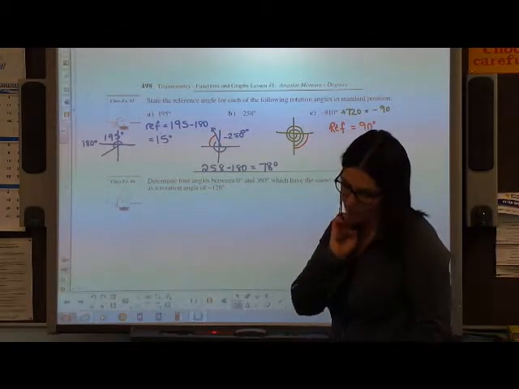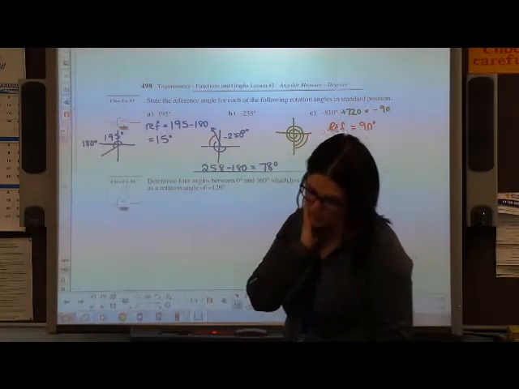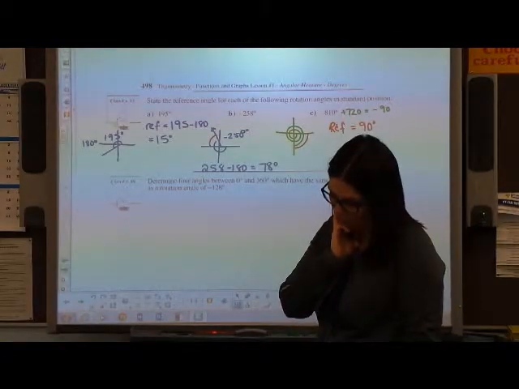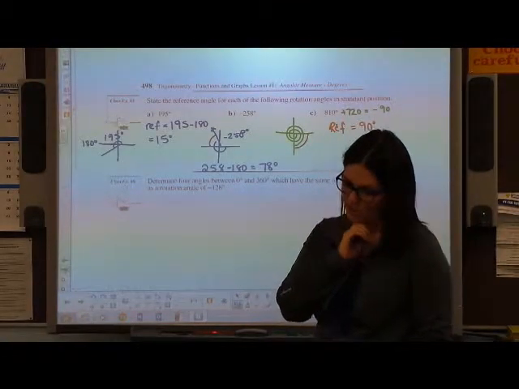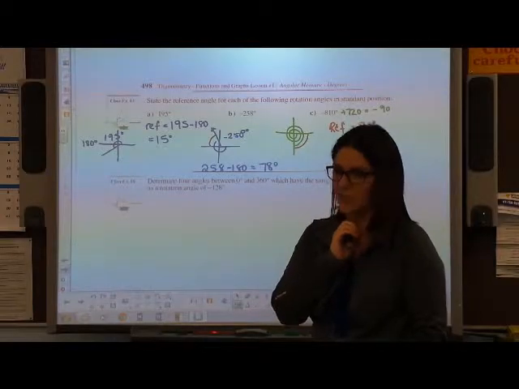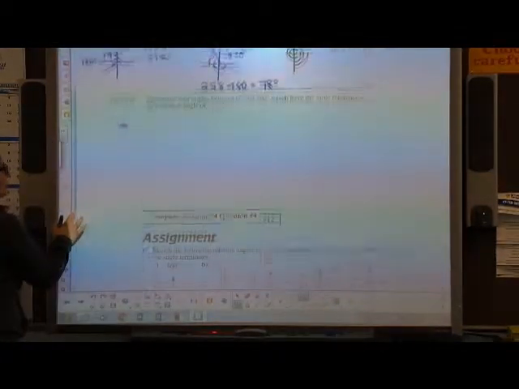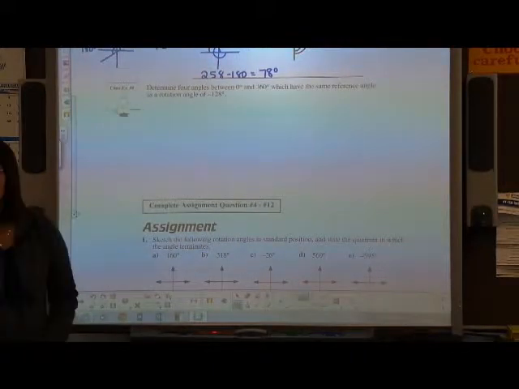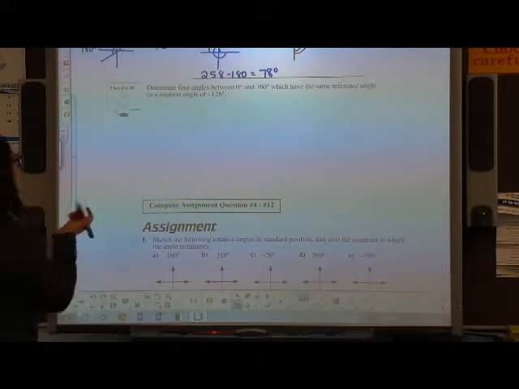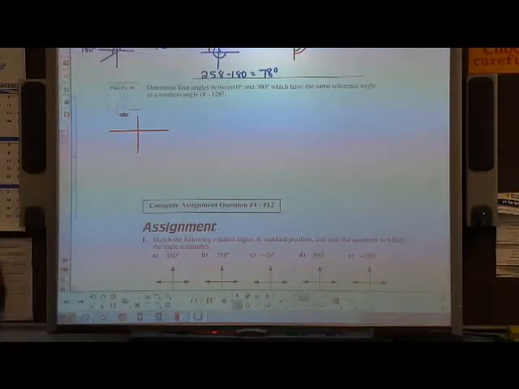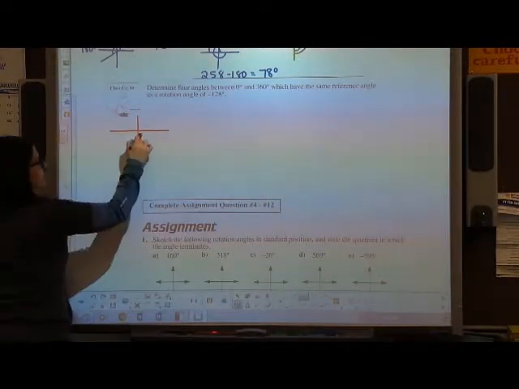It says determine 4 angles between 0 and 360 degrees that have the same reference angle as a rotational angle of negative 128 degrees. So the first thing that we should do is what? We sketch negative 128 degrees. Okay, let's sketch negative 128 degrees. What quadrant would I be in? Quadrant 3.